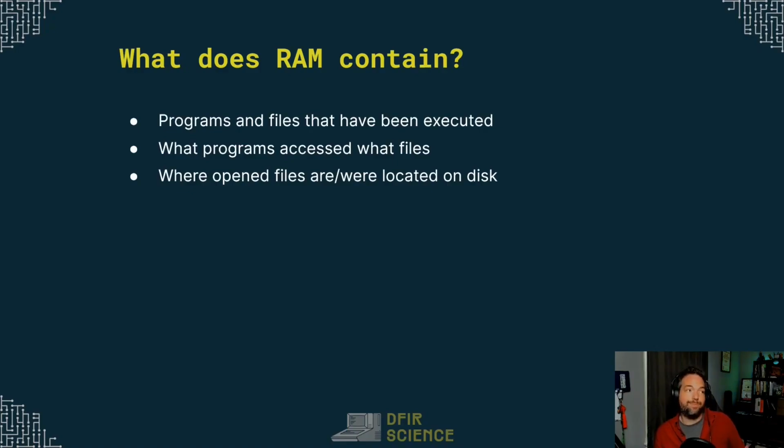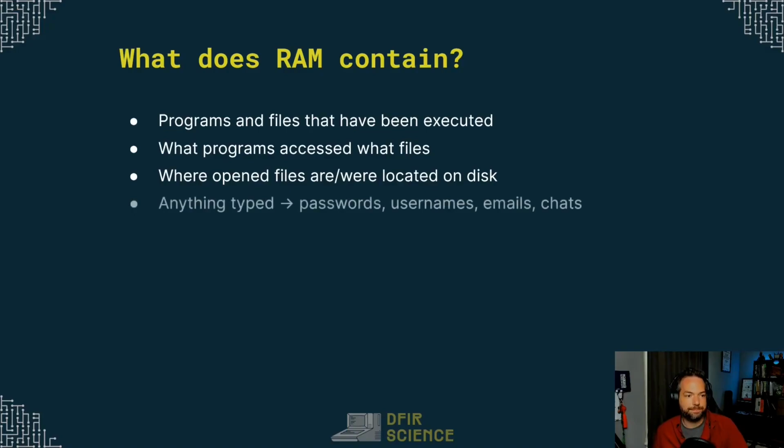Or we can see what program opened that file, and then we get the full path of where the file used to be. So we know that the file was on the hard drive at one time. Okay, so there's a lot of interesting things here where open files were located, even if they were deleted.